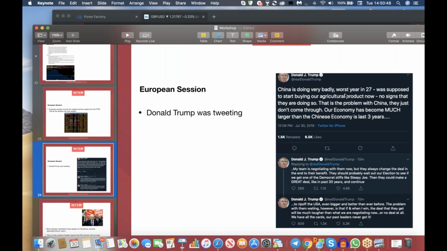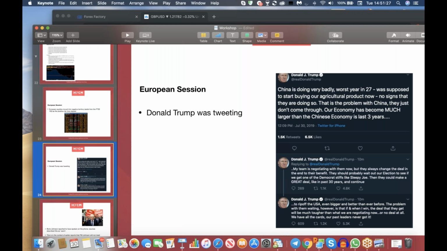China's doing very badly, worst year in 27. We're supposed to start buying our agricultural product now. No signs that they're doing so. That's the problem with China. They just don't come through. Economy's become much larger than the Chinese economy these last 3 years. My team's negotiating with them now, but they always change the deal in the end to their benefit. They should probably wait out our election to see if we can get one of the Democrat stiffs like Sleepy Joe. Then they can make a great deal like in past 30 years and continue to rip off the USA, even bigger and better than ever before. The problem with them waiting, however, is that if and when I win, the deal that they get will be much tougher than what we're negotiating now, or no deal at all. We have all the cards.